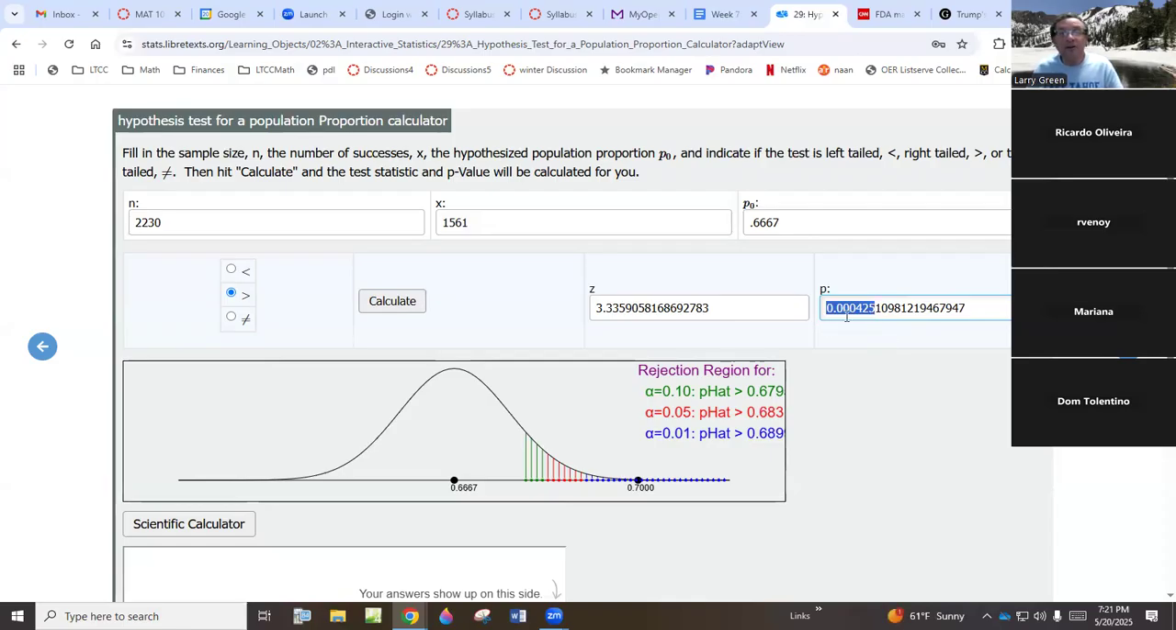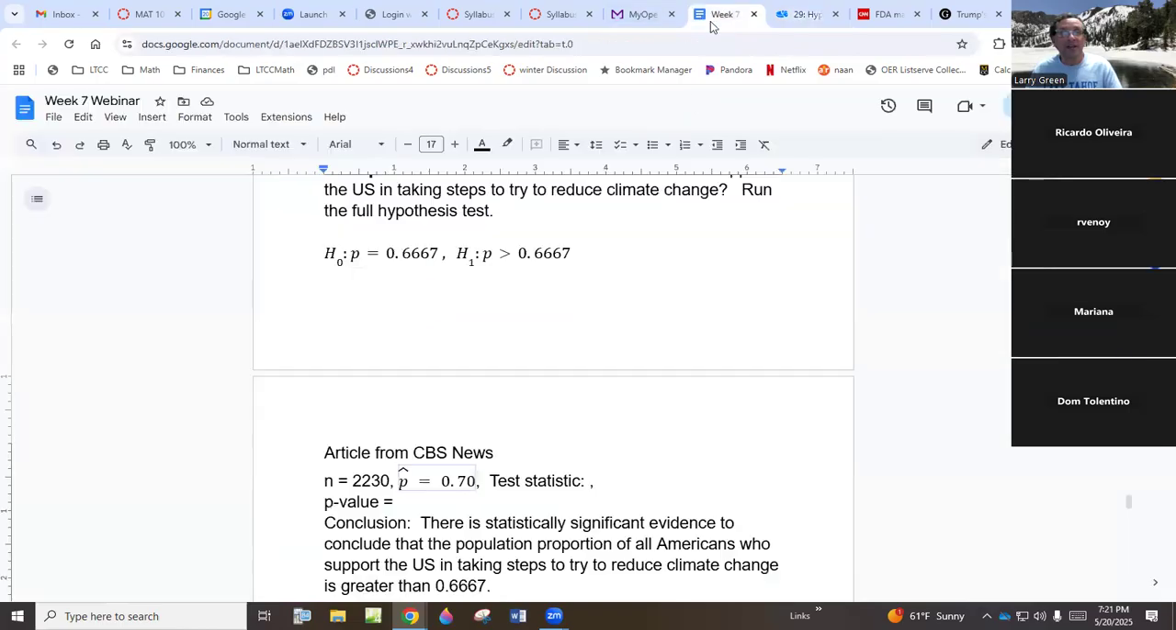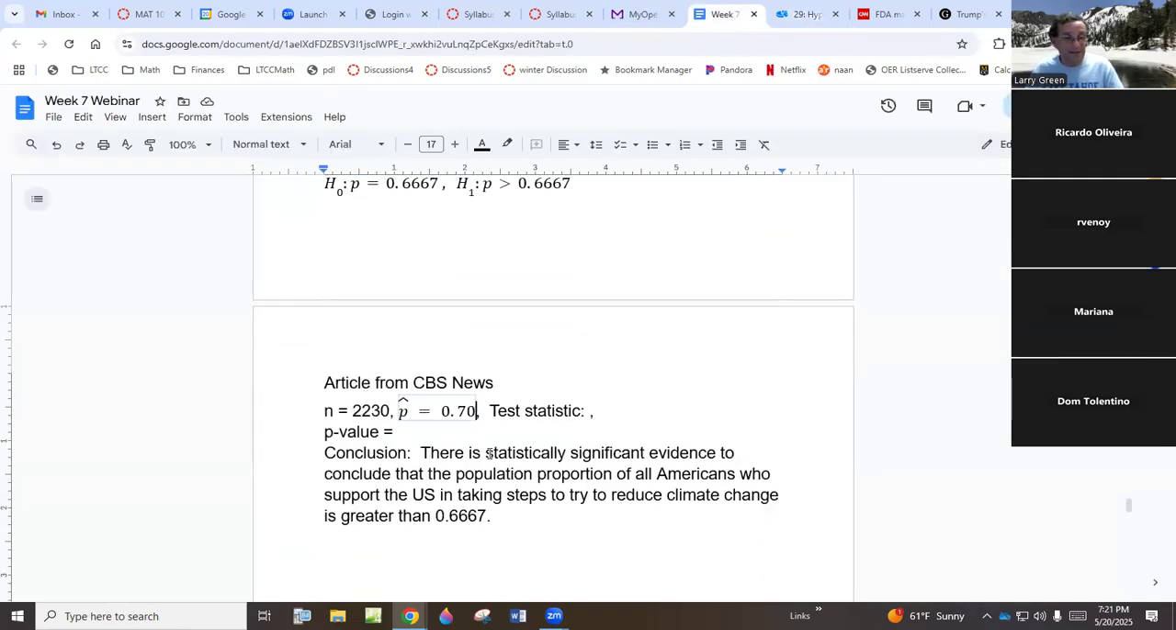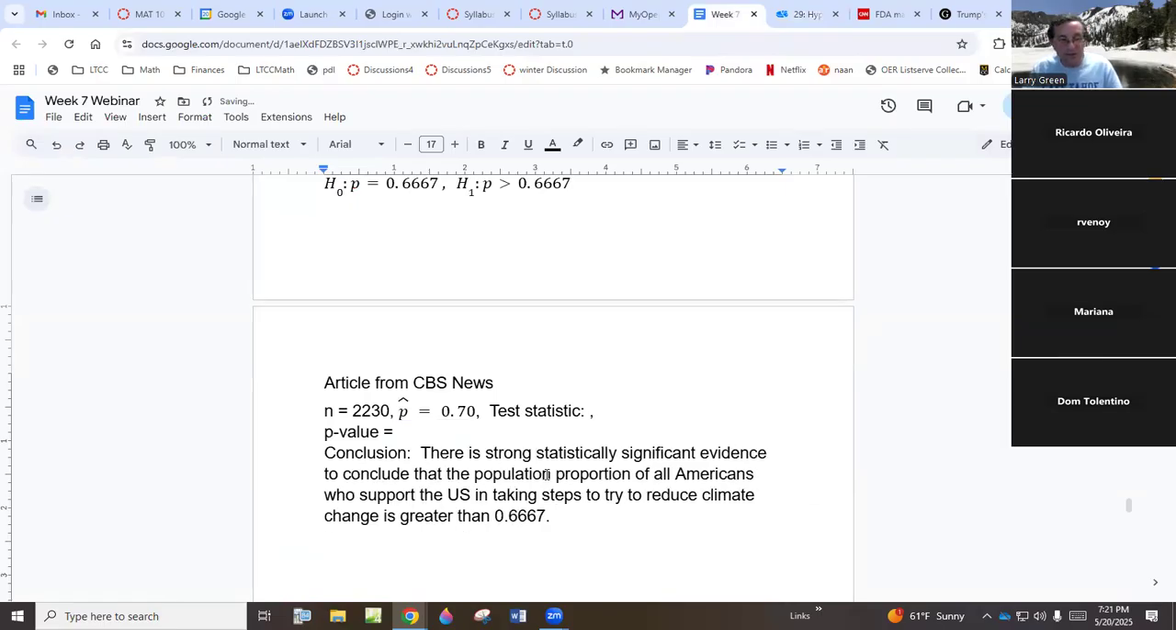We have a p-value very small. Remember, small p's are good. The p-value is definitely less than any level of significance you'd use. In our class, the smallest one you'd ever use is 0.01. So there's definitely evidence. So we can say that there is statistically significant evidence. In fact, this one's strong because it's less than 0.0001.